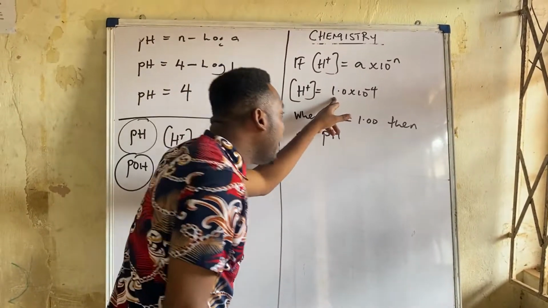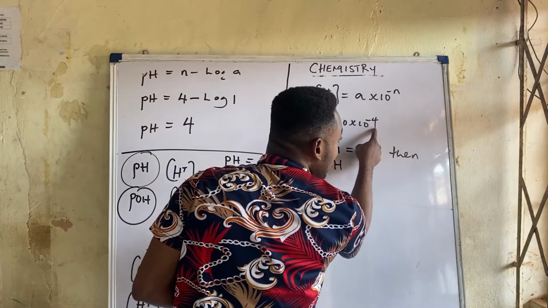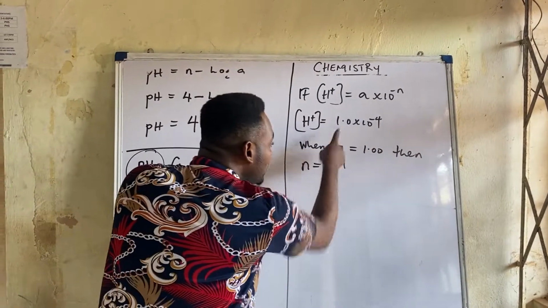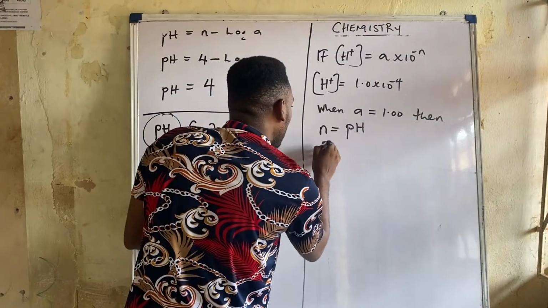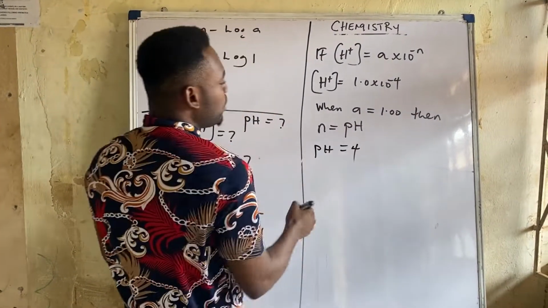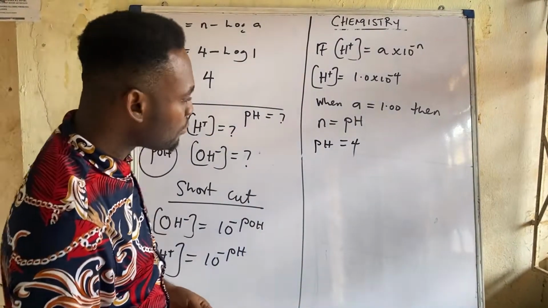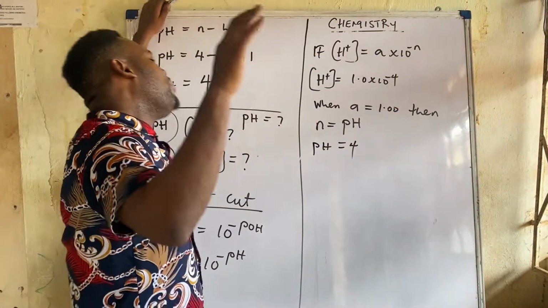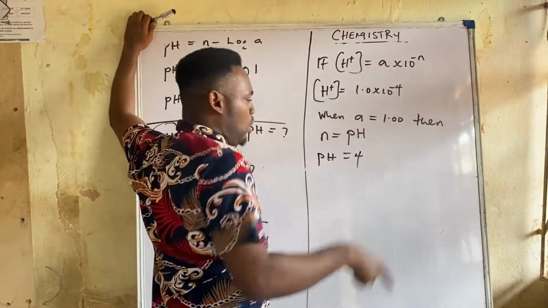Look at the first question we solved in the case of HCl. What is the value of A? 1.0. What is my pH? N, which is what now? 4. So for this question, what is my pH? Since A is 1, my pH is 4, because my pH is N. Now what is N? 4. That is the pH.